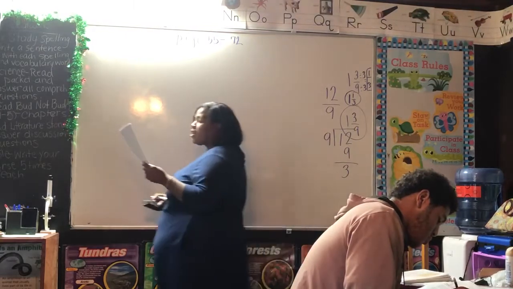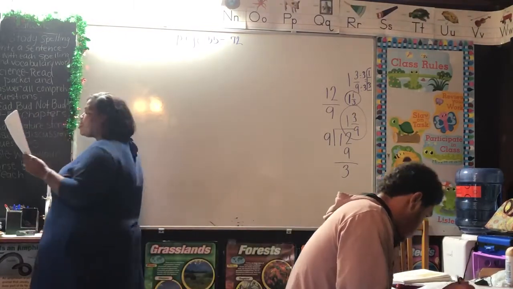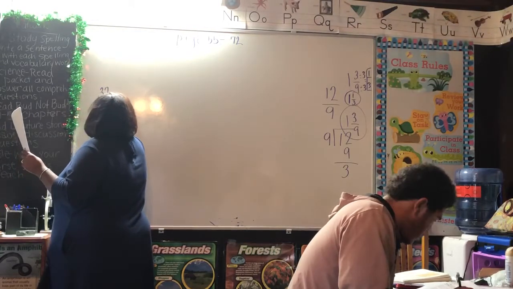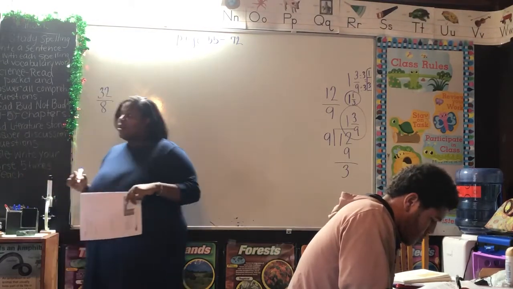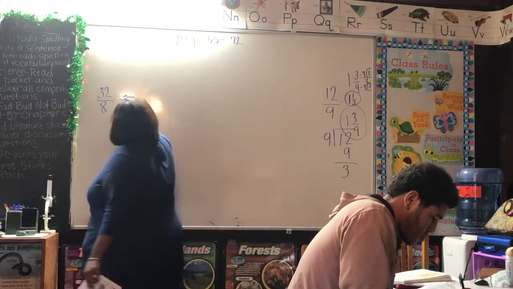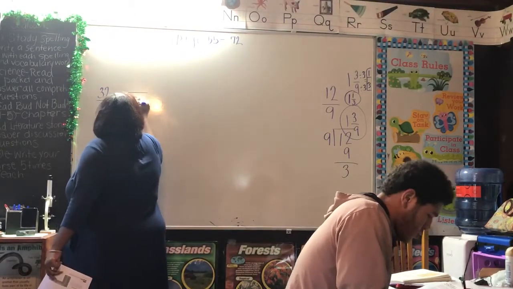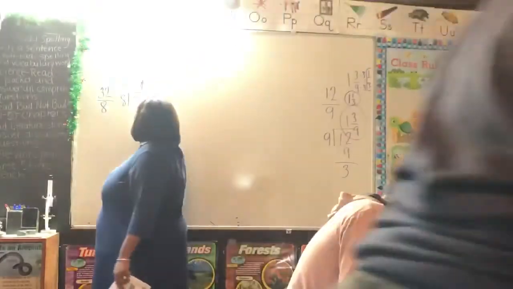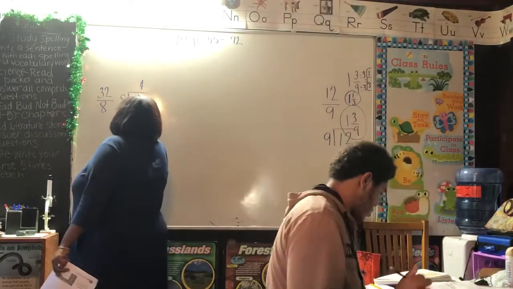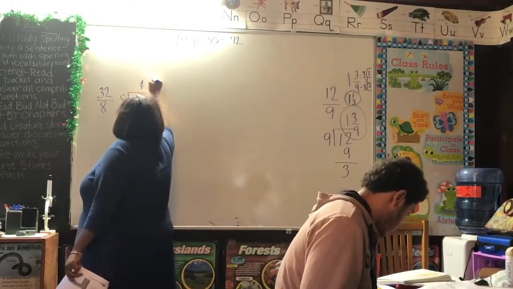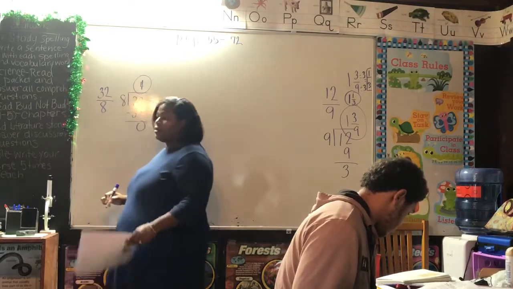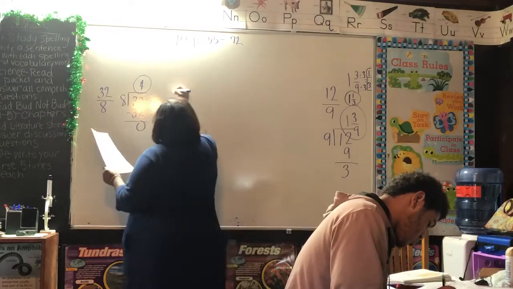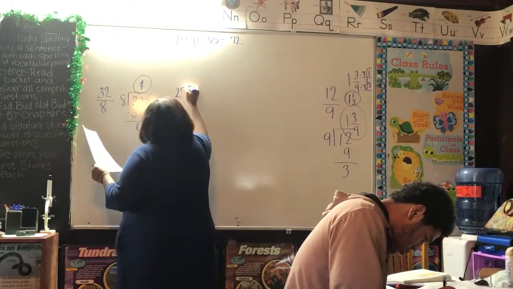All right, so now we're on 32 and 8, correct? All right, flip it. 8 divided into 32. How many times can 8 go into 32? 4. 4 times 8 is 32. 32 minus 32 is 0. What's our simplified answer? 4. Very good, Devon.